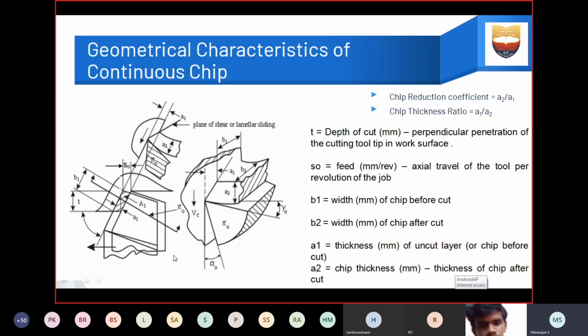So in this diagram, we can see all the important parameters like rack angle here, the line which is rack surface, the line which is drawn perpendicular. This is alpha naught, the clearance angle. This is A2 and this is A1, uncut chip thickness. This is chip thickness. If you want to know about the chip reduction coefficient, A2 by A1, the chip thickness ratio, is the inverse of the chip reduction coefficient, A1 by A2.